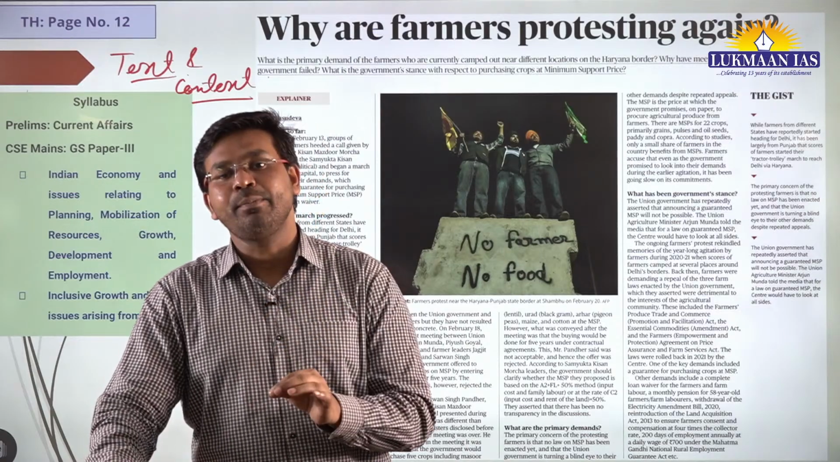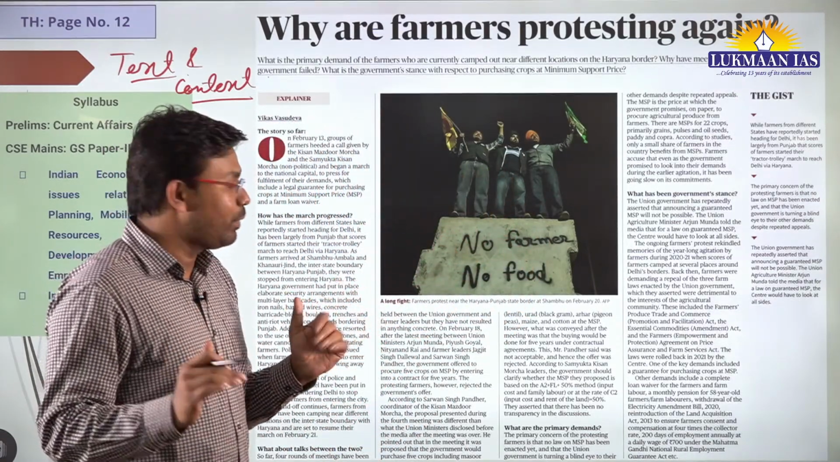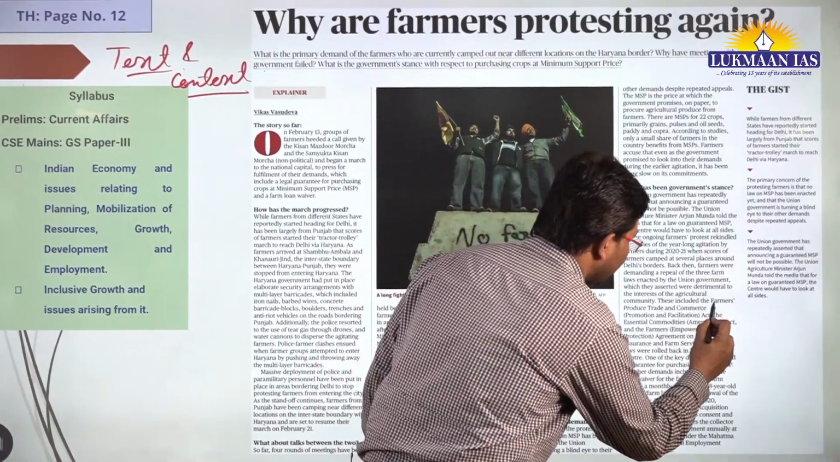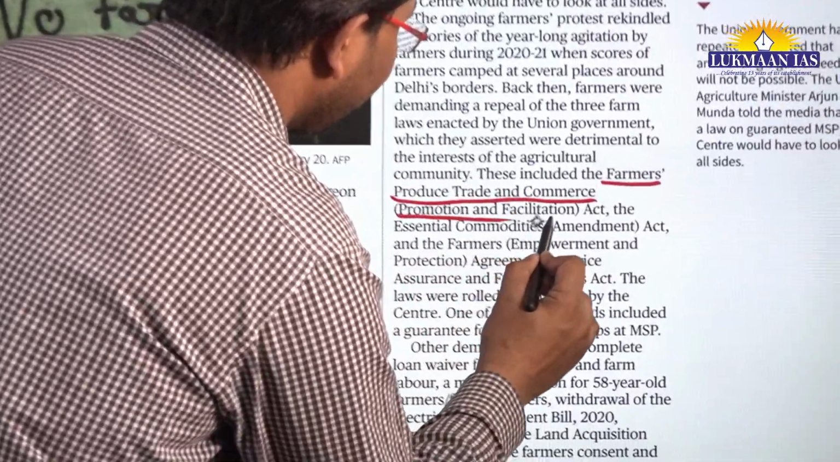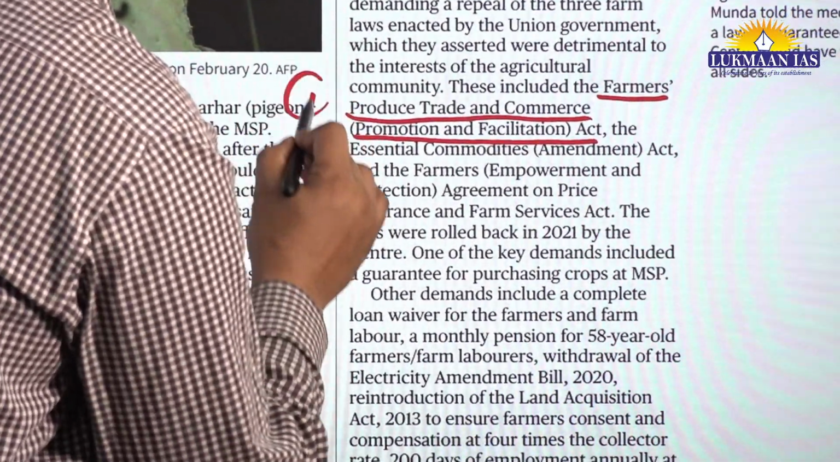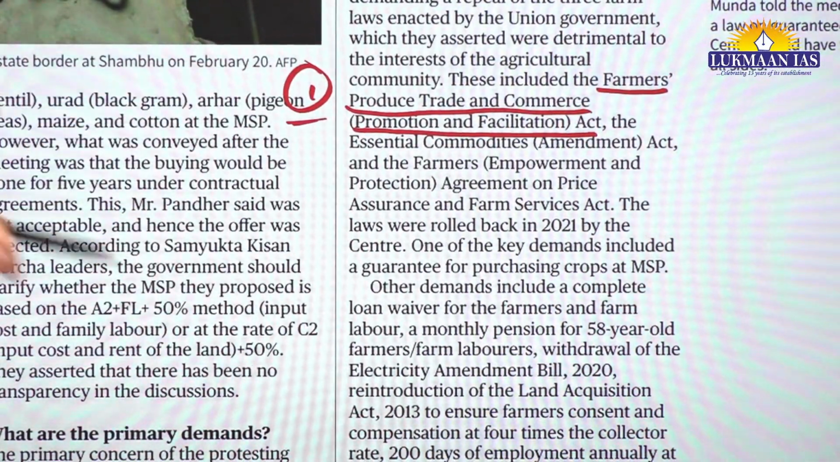And these 3 farm laws have been mentioned in this article as well. So what are these 3 farm laws? One of the law is known as the Farmers Produce Trade and Commerce Promotion and Facilitation Act. This is one of the farm law, right, that was introduced by the government long back in 2021.